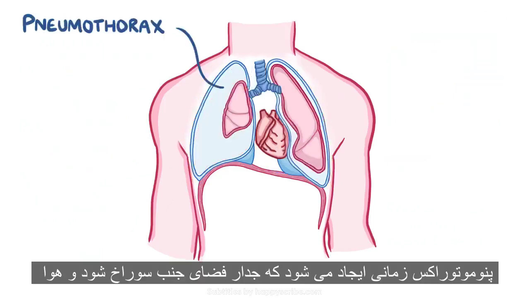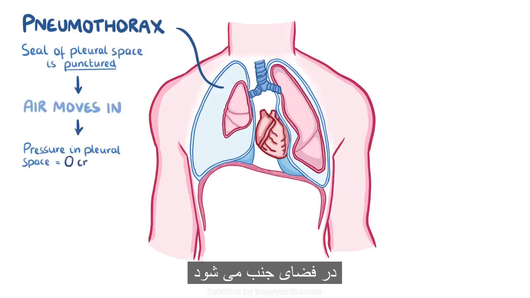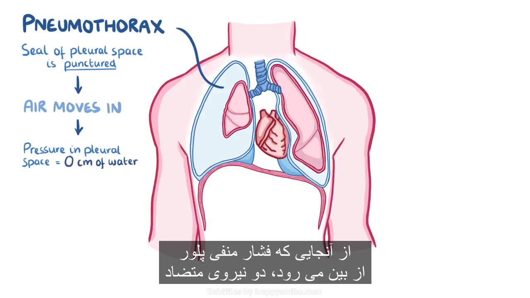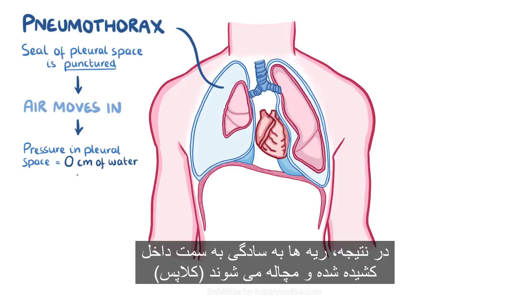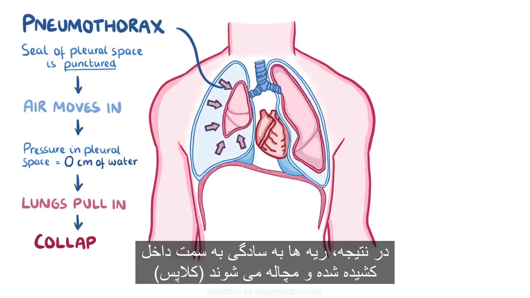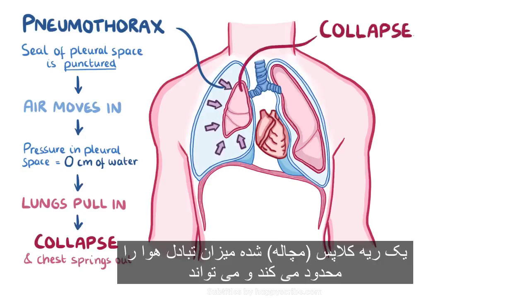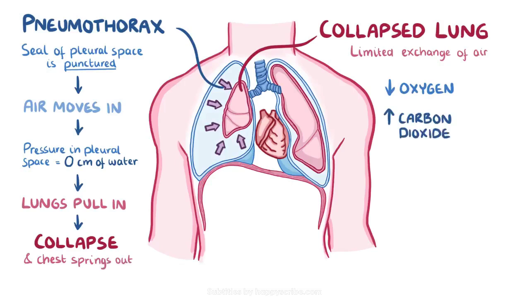A pneumothorax forms when the seal of the pleural space is punctured and air moves in from the outside, making the pressure in the pleural space equalise to 0 centimeters of water. Since the negative pleural pressure is lost, the two opposing forces no longer pull on one another. As a result, the lungs simply pull inwards and collapse, and the chest wall simply springs outwards a bit. A collapsed lung limits how well it can exchange air, and can lead to a reduction in oxygen being brought into the body, and a build-up of carbon dioxide in the body because it can't get released.